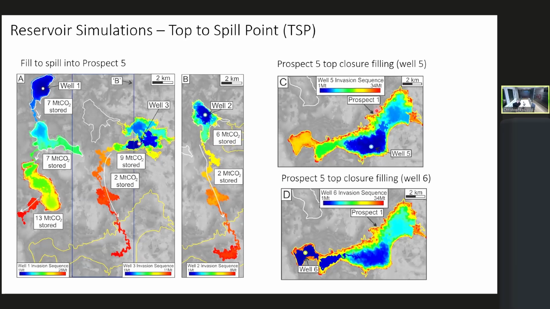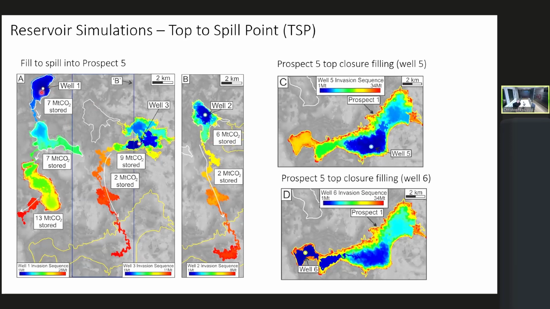prospect. But then we also looked at injecting in prospects or closures further back and then letting it spill into the main structure, because this would increase the total storage capacity from a single well. So we injected in well 1, well 2, this section here should be here, but I just separated them for ease, and then well 3.